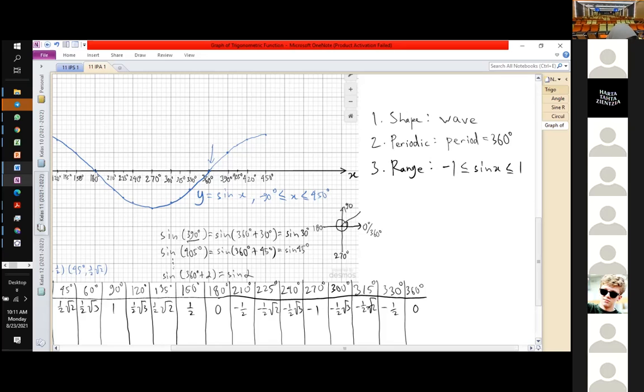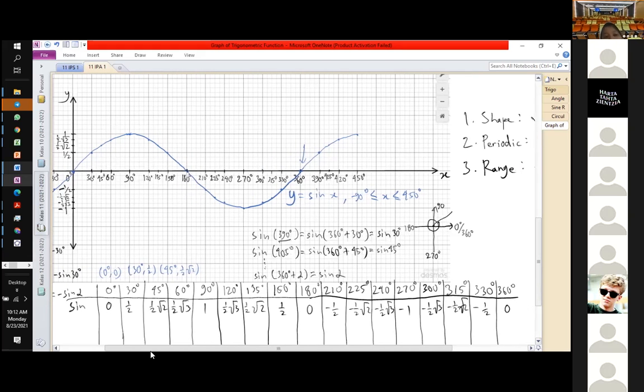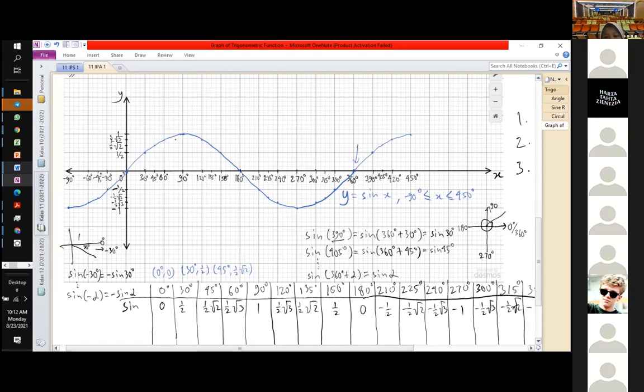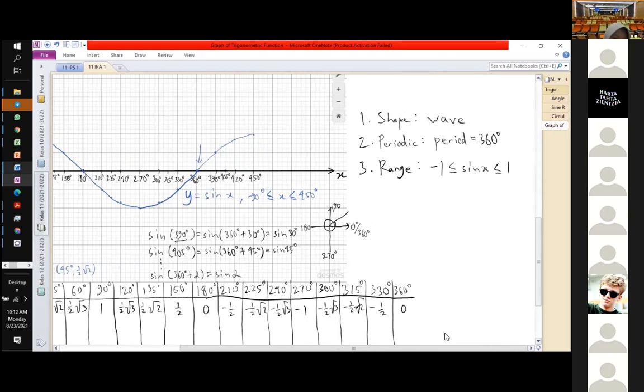And probably in some later example you will see, for example, if I restrict the domain only from 0 to 90 degrees, then the range will be from 0 to 1. Or if I restrict from 180 degrees to 270 degrees, then the range will be from 0 to -1. So of course, range always depends on the domain.